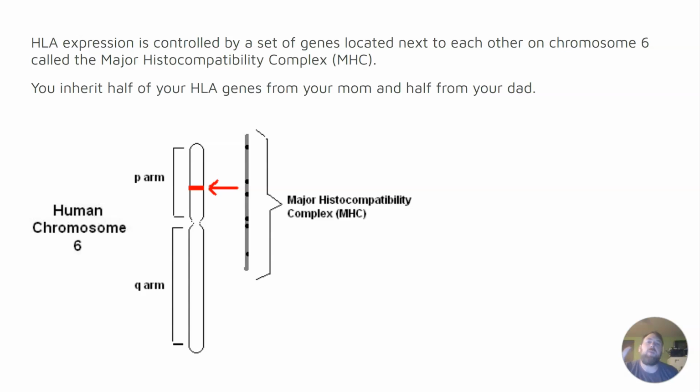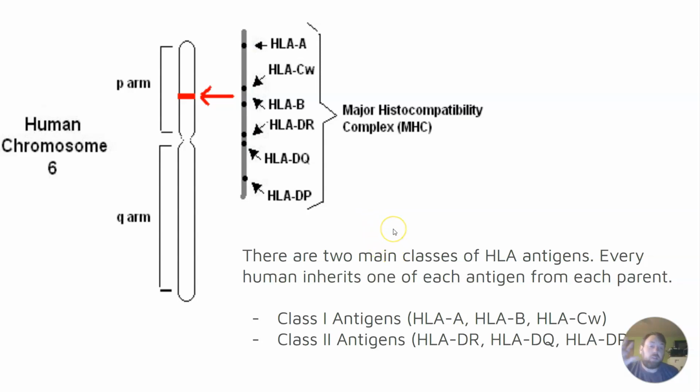Now, HLA expression is going to be controlled by a set of genes in one specific spot on chromosome 6. You have, of course, two chromosomes 6, one from mom and one from dad. You inherit half of your HLA genes from mom and half of them from your dad, and they're all going to be in this spot right here on the chromosome that we call the major histocompatibility complex. Histo meaning tissue, compatibility means whether or not it's compatible or not. Makes sense.